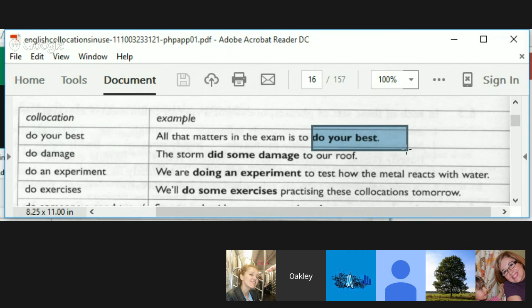All right. What's a similar or let's see, how about opposite? What's the opposite? Fail. No. Do your worst. Yes, we have this colloquial phrase, do your worst.